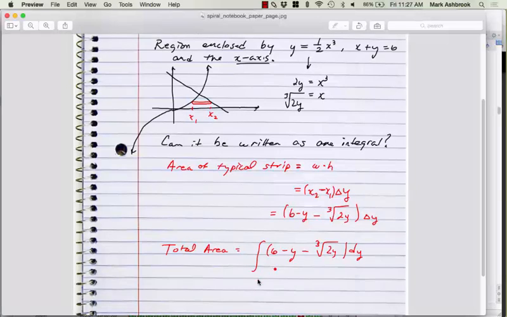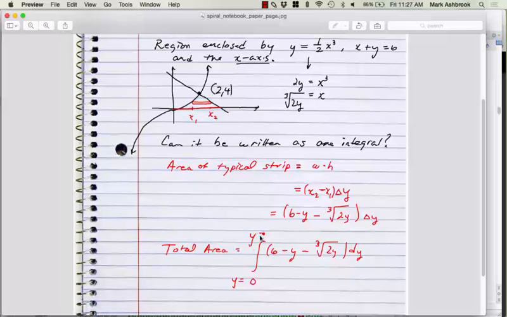Where's the first typical strip? These are going to be y values. So the first one is here at y equals 0. And where's the last strip? Remember we said this point was (2, 4). So the last strip is at y equals 4.